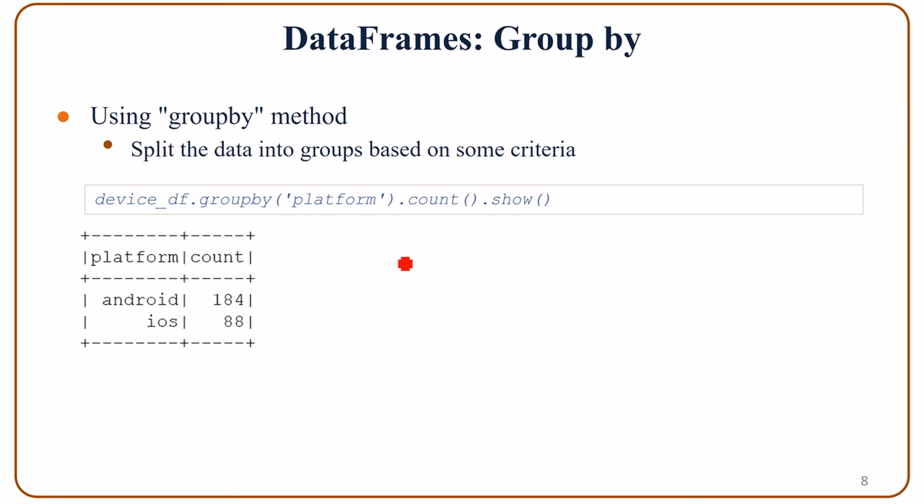How do you group data in a data frame? In order to do this, you call the groupBy method and give it the column name that you want to group by, and then apply the count method and show the result. The result of count is a data frame, so you can call show on that data frame in order to print the result.